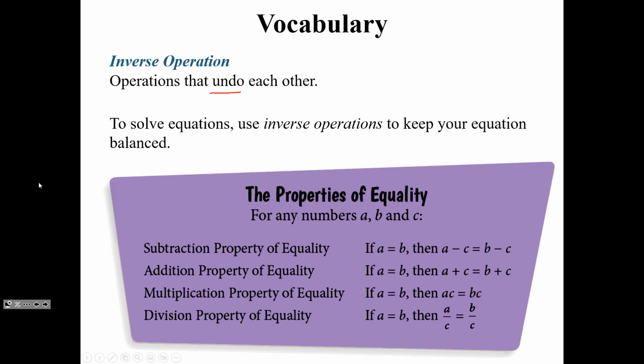So, the properties of equality. If I have an equal sign, it means that two sides of the equation are equal, right? If I have A equals B, that means I know that the two sides are equal. If I add C to both sides, do they stay equal? If I add the same amount to both sides, do they stay equal? They do. If I subtract the same amount from both sides, do they stay equal? If I multiply the same amount by both sides, does it stay equal? No. What if I divide the same amount by both sides? Does it stay equal? It does. So those are the properties of equality. Those are in your notes, so you don't have to memorize it.